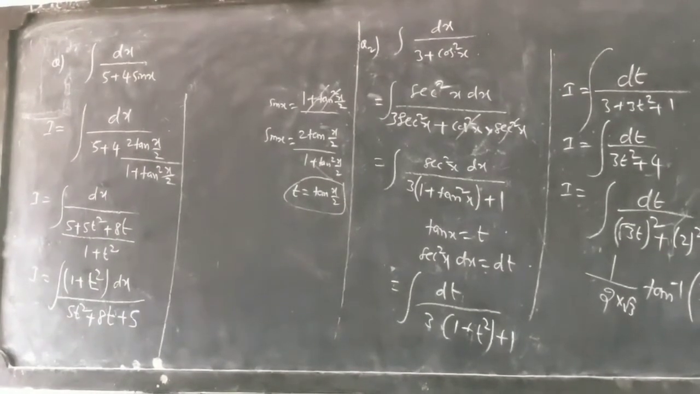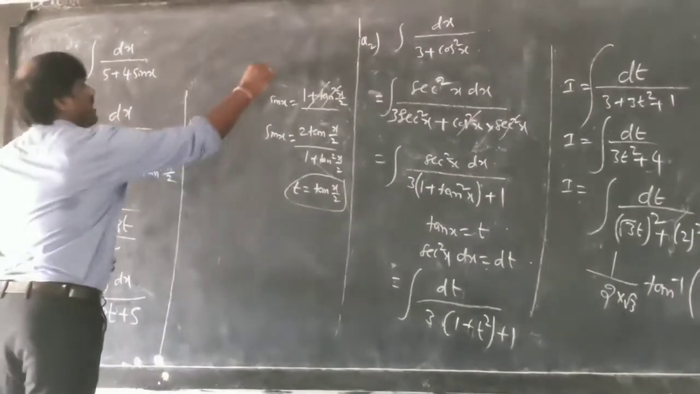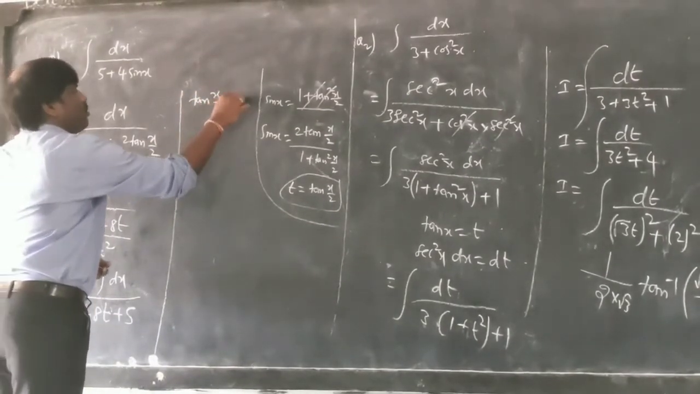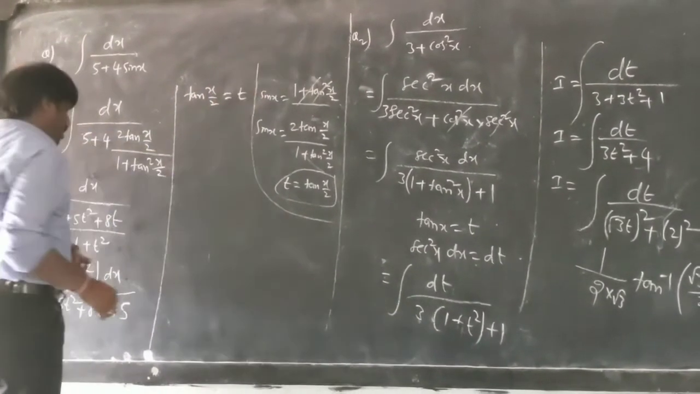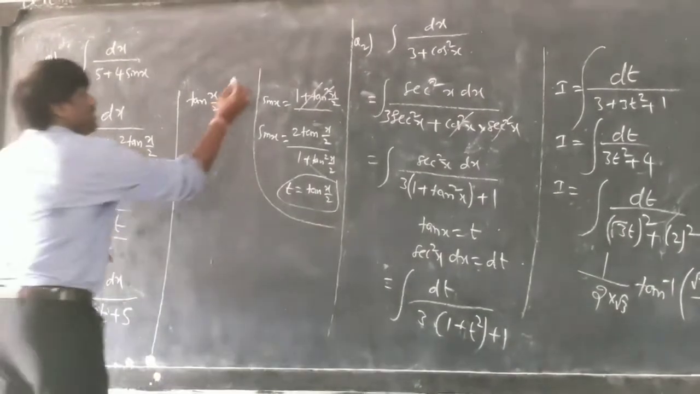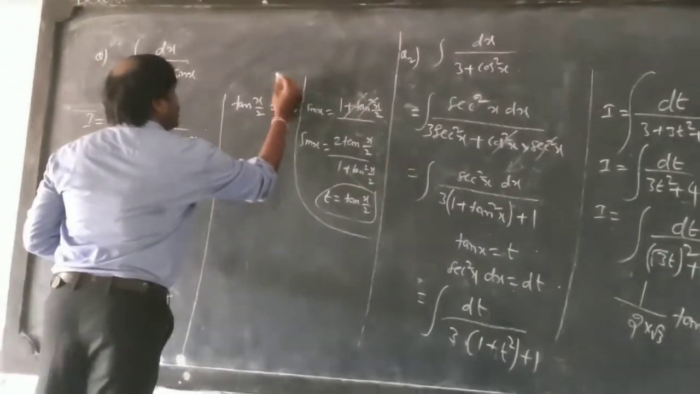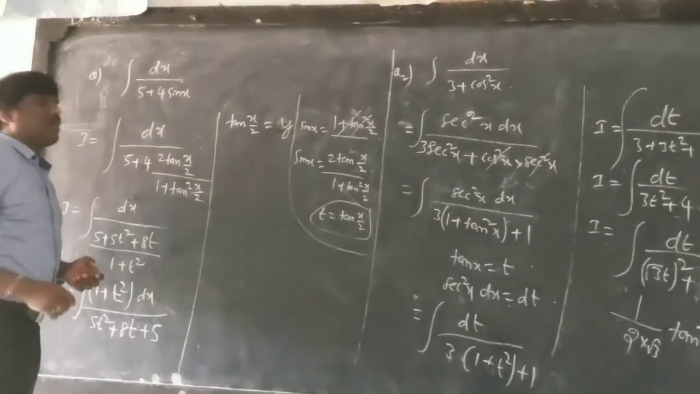What do I have to take? Tan x by 2, you have to take as t. Tan x by 2 is equal to t. Already t is there, so let us consider this as u or y. Can I take y? Okay, let us take y.